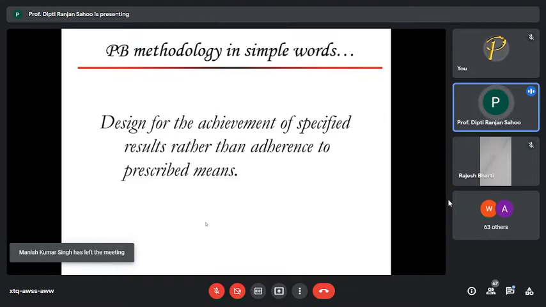If you say, design this building so that my top floor acceleration should not exceed 0.1 g, can I do that by following the current design method? No. That is where performance-based design comes into place. I'm not going to follow the prescribed means, but I'm going to design such that I get the acceleration at the top floor as 0.1 g.